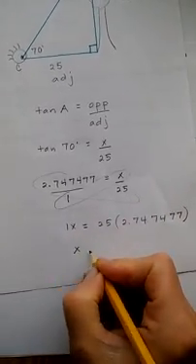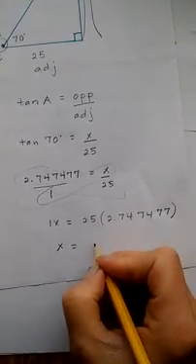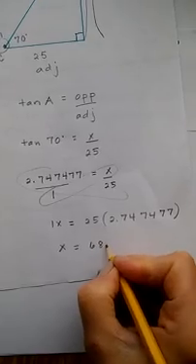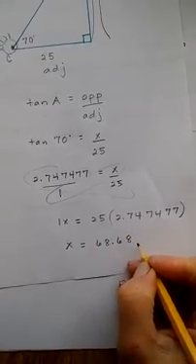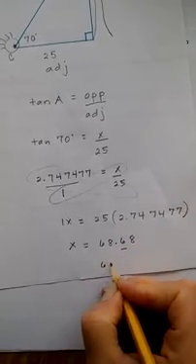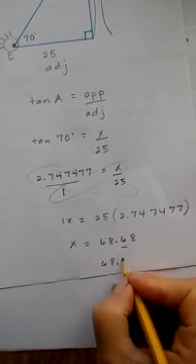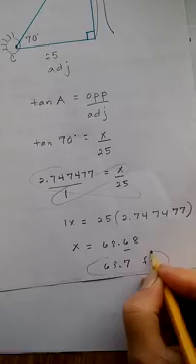Grab a calculator so we can multiply 25 times that decimal. And since this is a length, we're going to round it off to the nearest tenth as we have been doing. So we'll have 68.7 feet is the height of the bird.